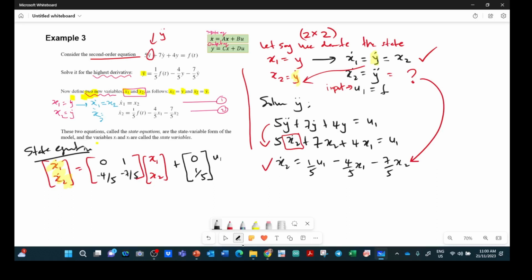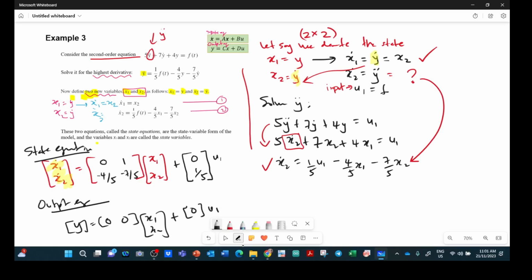How about the output equation? There's no output equation. You were only given this second order system, right? So there is no output equation. So just for the sake of writing it out, y equal to 0, you can just write it as 0 0 times x1, x2, plus 0.